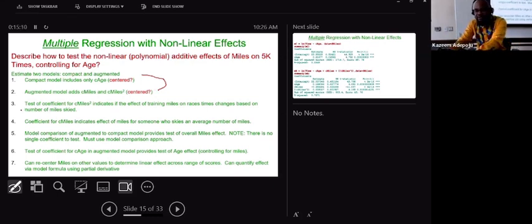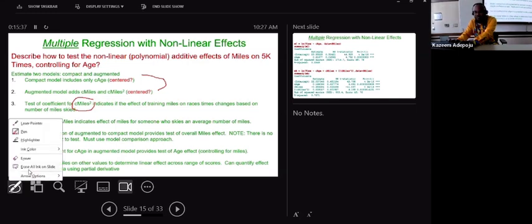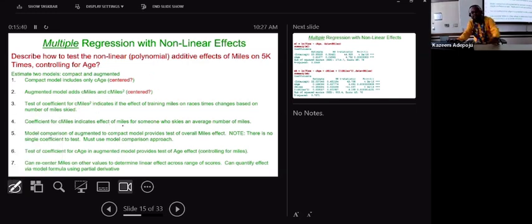And what did I say in 3? I said test the coefficient of whatever you introduce. Indicate if the effect of training mice on race time changes based on the number of mice. Mice squared depends on mice. Does that make sense? Okay, then if you take a look at number 4, the coefficient for centered mice indicates the effect of mice for someone who scores on average, the average number of mice. We can do model comparison, and at the end of the day see which one works.